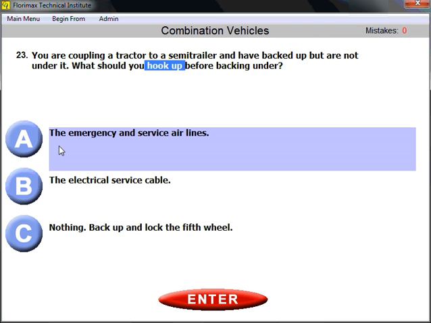That's again the whole sequence of the events. Before you completely back under the trailer, you need to hook up air lines, you need to supply air, you need to make sure the air system is fully charged, and only then you are allowed to complete the connection. So again, you read the question: you are coupling the tractor, you have backed up, but are not under it. What should you hook up before backing? Emergency and service air lines.